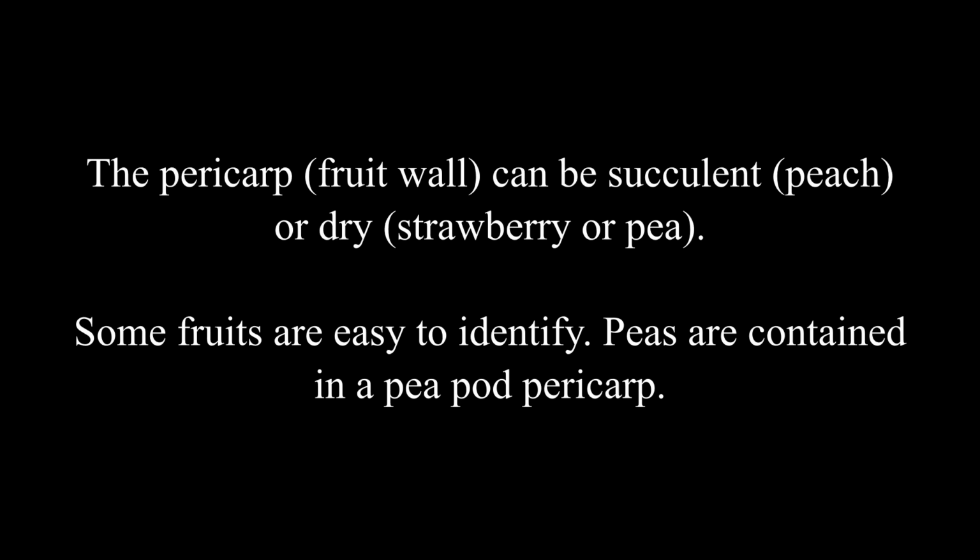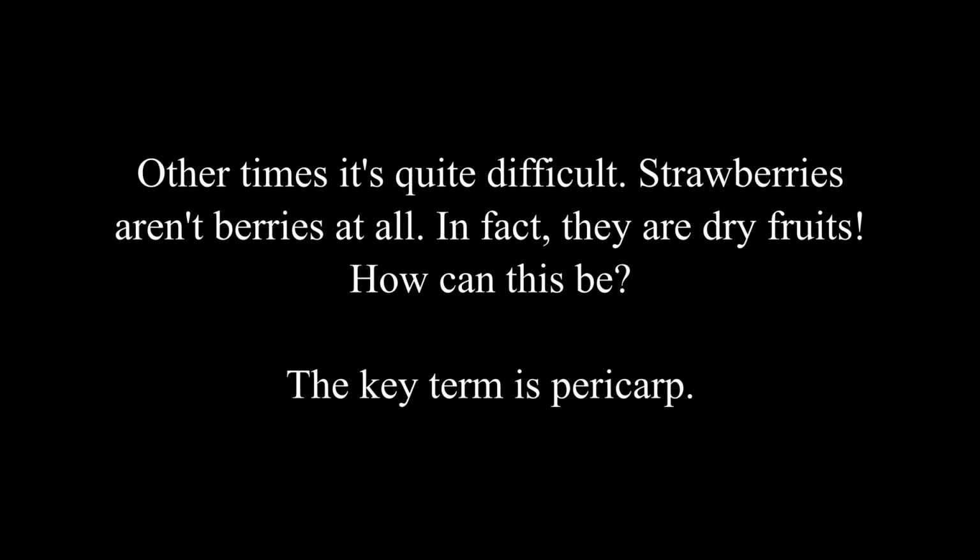The second journal prompt is that the pericarp, the fruit wall, can be succulent, as in a peach, or dry, like in a strawberry or a pea. Some fruits are easy to identify. Peas are contained in a pea pod pericarp. So when you open up the pea pod, it's all dry except for the little peas in there. So that's easy to understand. Other times it's quite difficult.